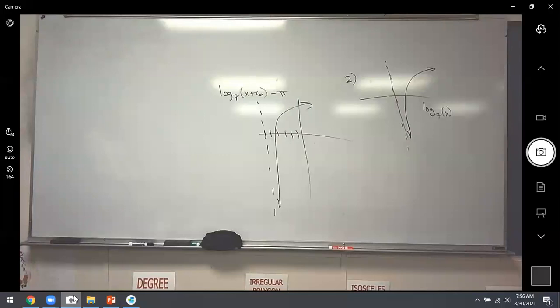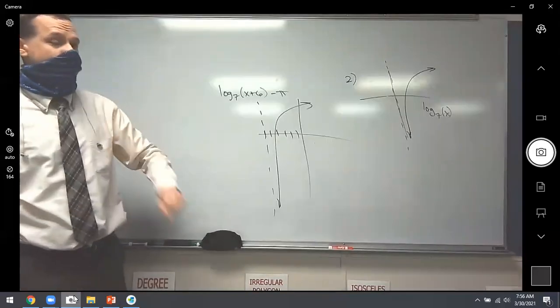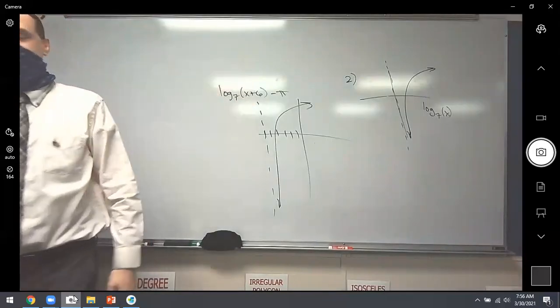Speaking of domain, what would the domain be for this? Negative 6 to infinity. Yep. Looking on the picture, it starts at negative 6 and goes on. Range, though, is still negative infinity up to infinity.